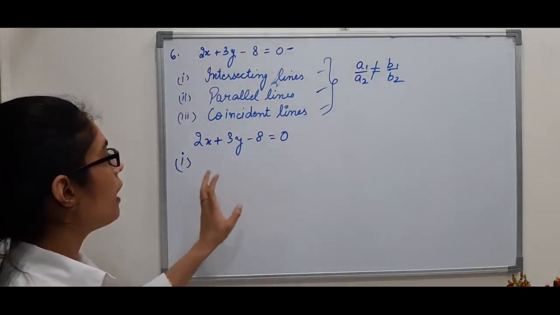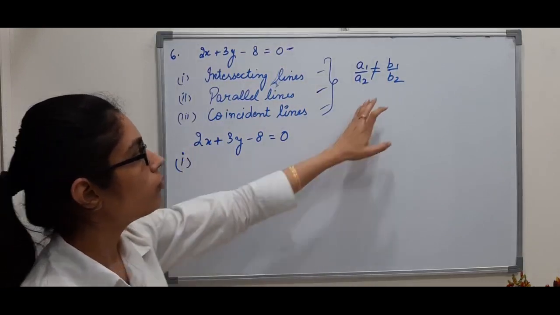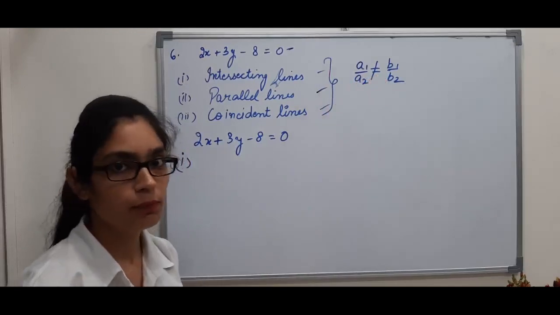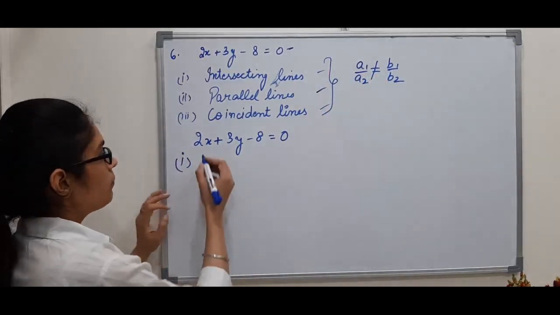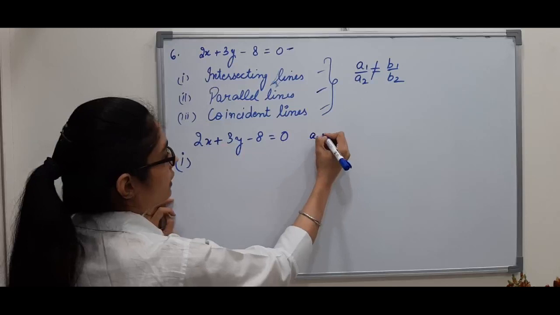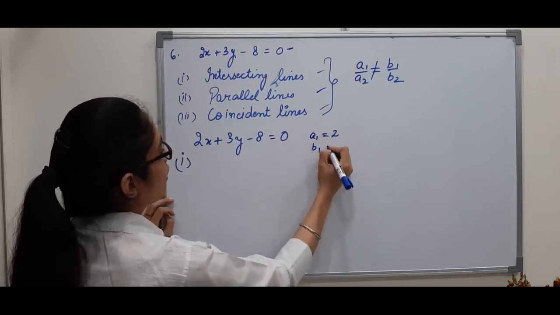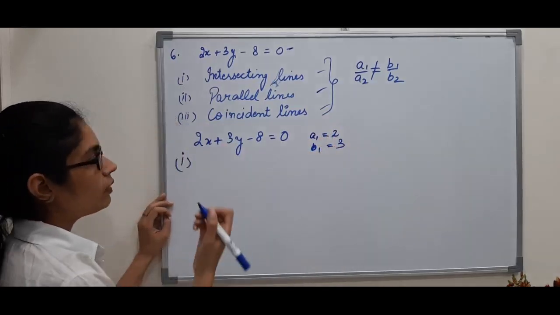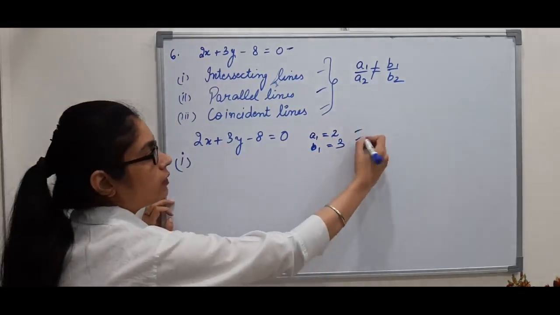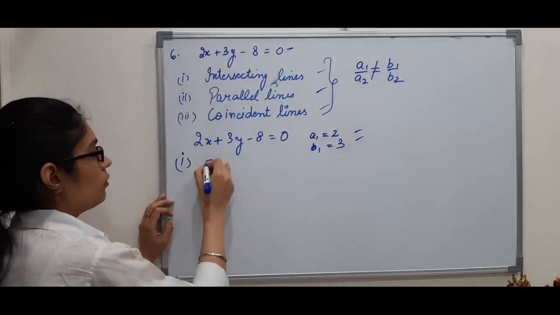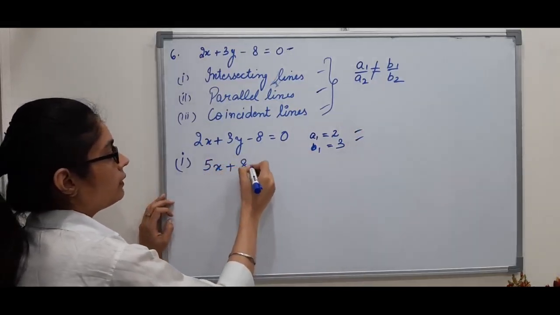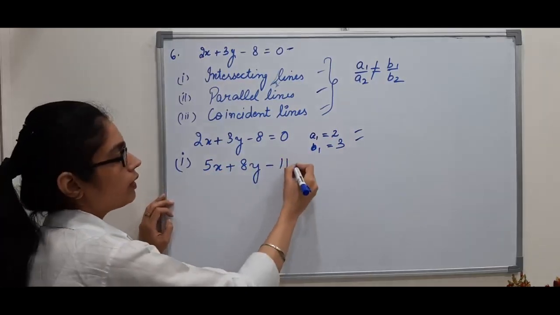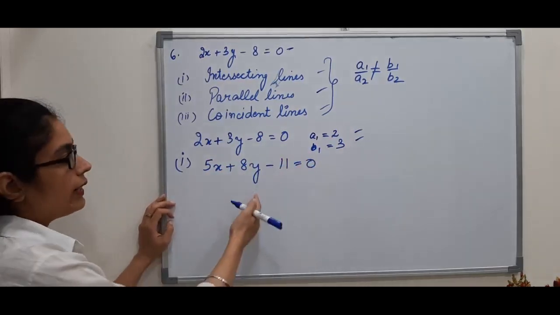This means I have to choose those numbers for which the ratio a1 over a2 should not be equal to b1 over b2. So this is very simple. In this case a1 is 2 and b1 is 3. So I can choose any numbers other than these two numbers. So I can choose 5x plus 8y minus 8. If you want, you can write the same number, or you can write any other number. So I write minus 11.